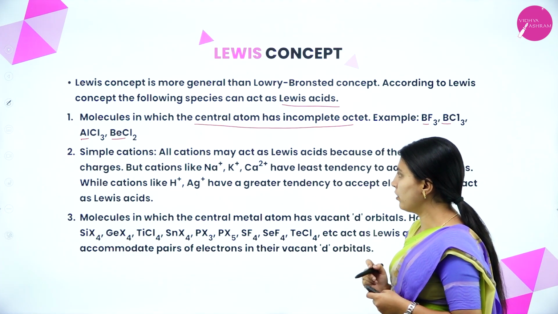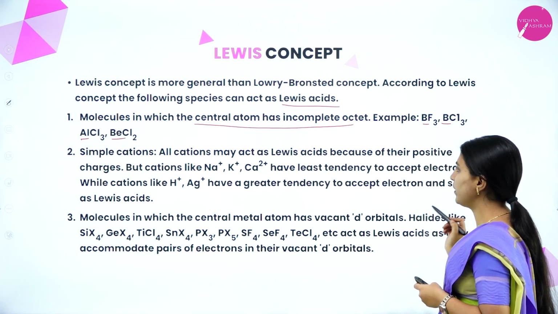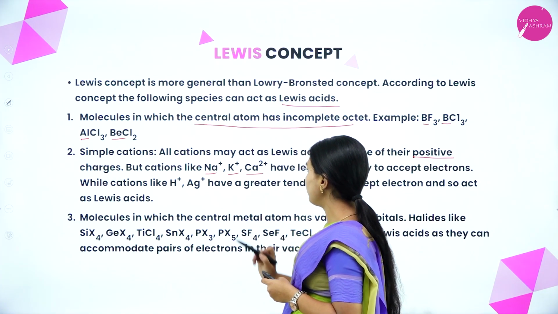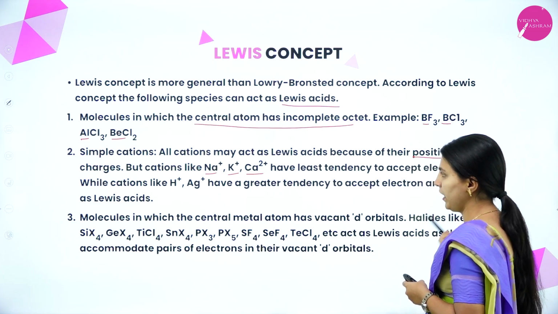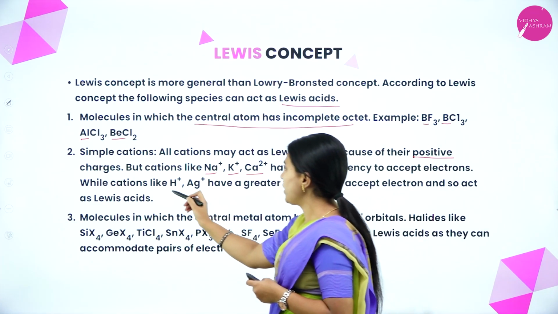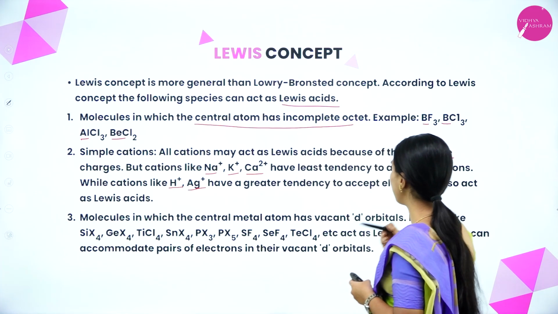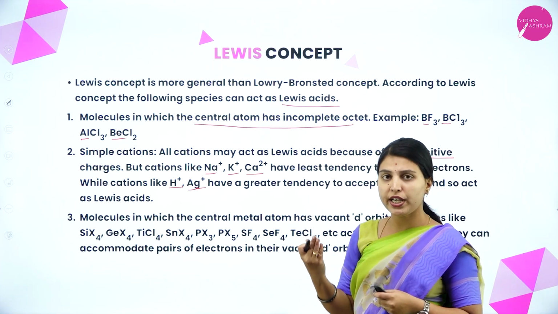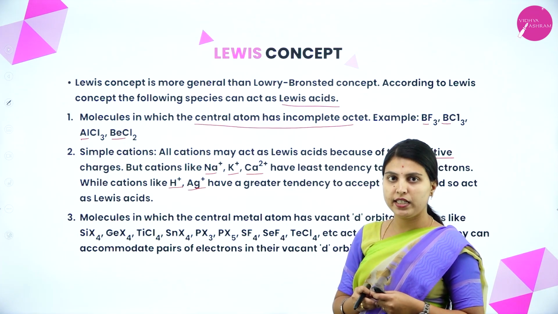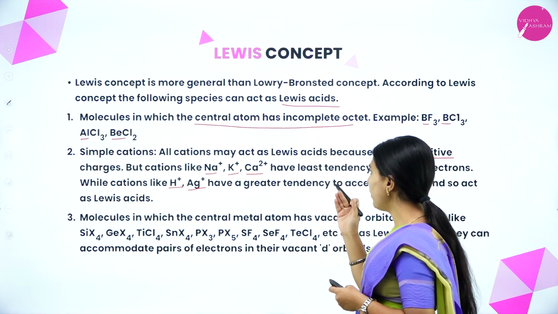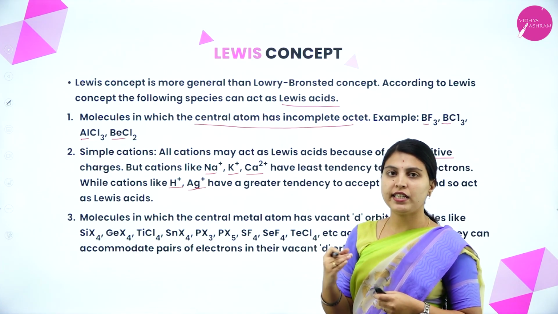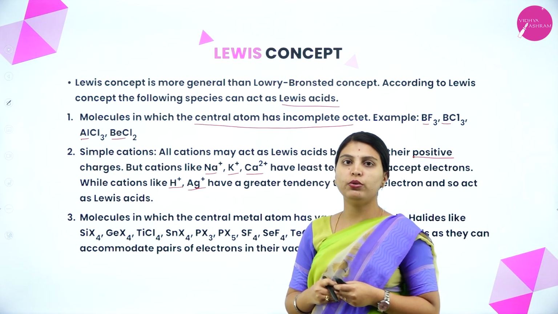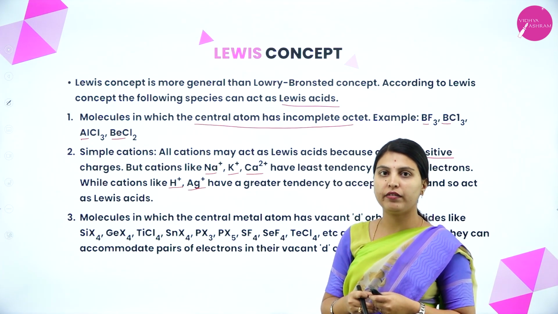Next, simple cations. All cations are Lewis acids because of their positive charges. Na plus, K plus, calcium 2 plus have the least tendency to accept electrons, while cations like H plus, Ag plus have a greater tendency to accept electrons and act as Lewis acids. Usually the atoms which have positive charges will act as Lewis acids. Hydrogen and silver have more tendency to accept electrons, so they act as Lewis acids.